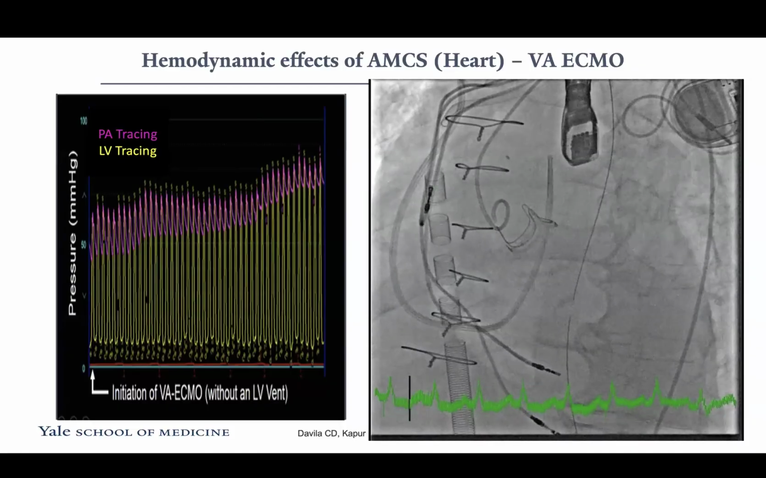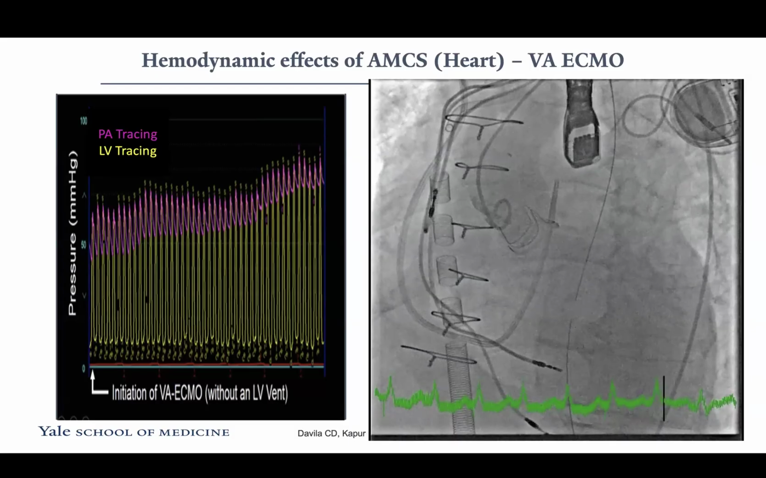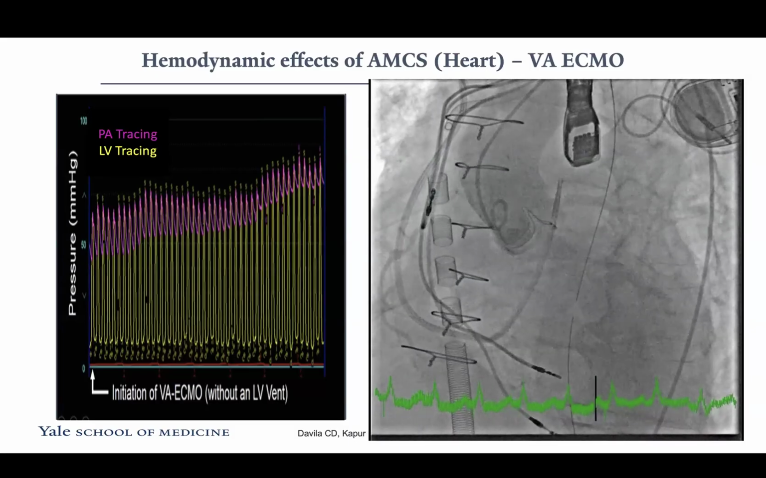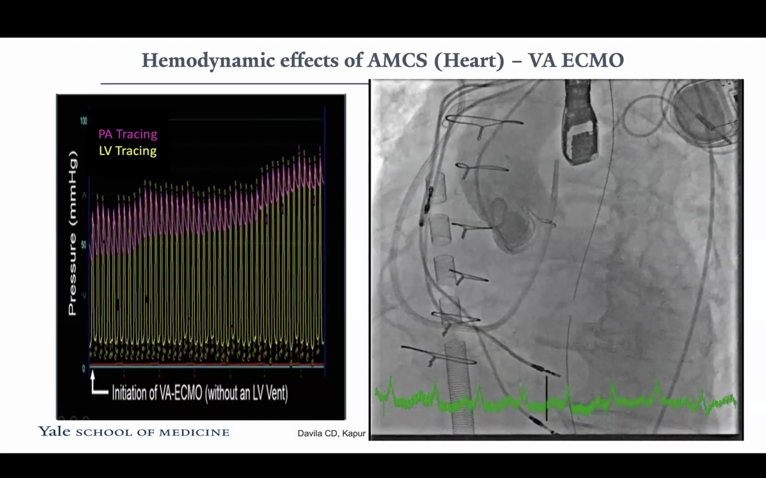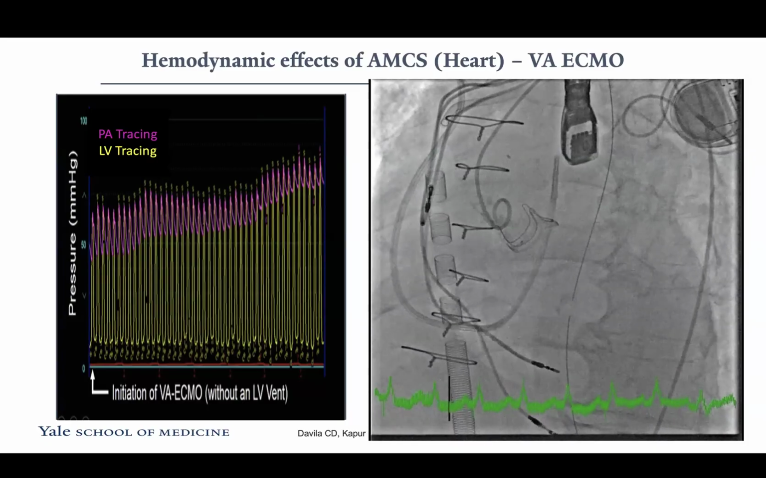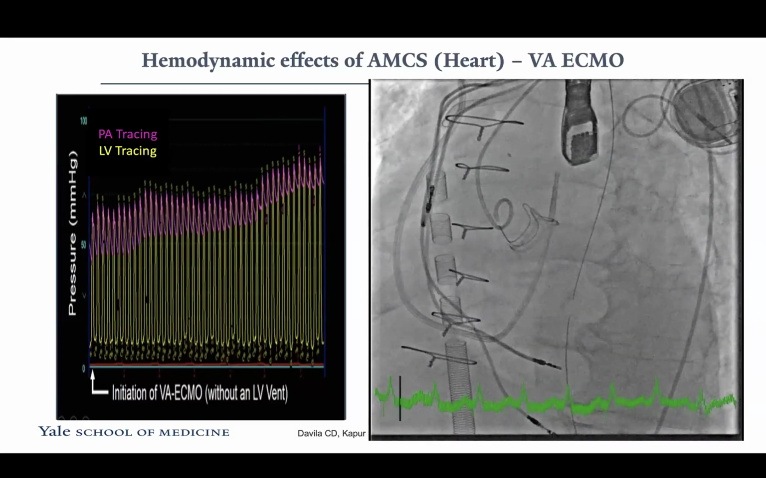This is someone that came in when I was a structural fellow, with acute and chronic bioprosthetic valve degeneration with severe AI that crashed on ECMO. So what would happen if you put this patient on your regular VA ECMO? You're going to make it worse, with severe AI.